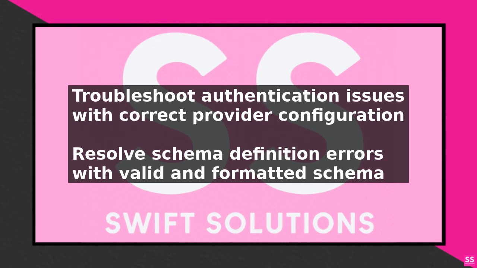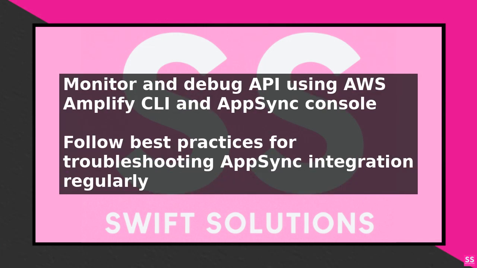To troubleshoot data source configuration issues, verify that your data sources are correctly configured and that your AppSync API has the necessary permissions to access your data sources. When troubleshooting, use the AWS Amplify CLI and the AppSync console to monitor and debug your API. You can use the AWS Amplify CLI to run commands that help you diagnose and fix issues, while the AppSync console provides a graphical interface for monitoring and debugging your API.